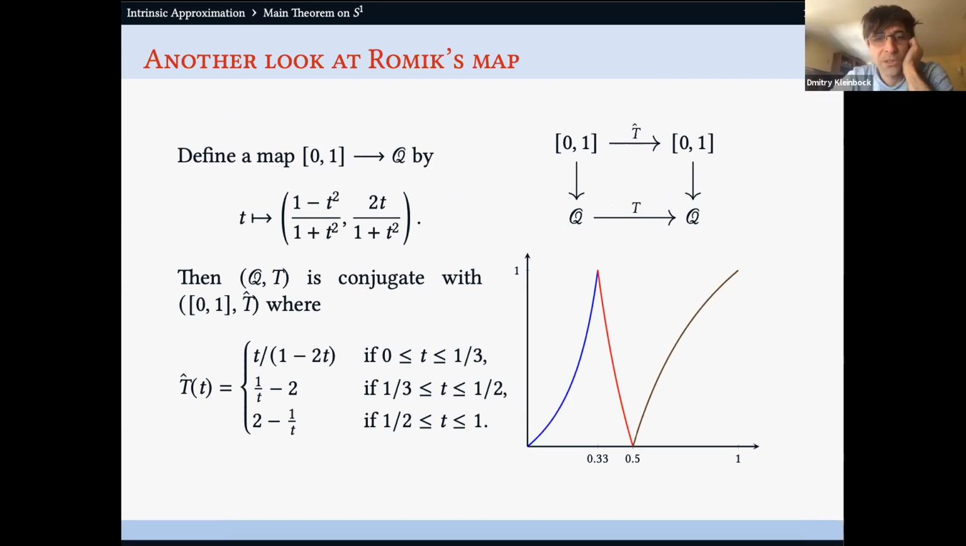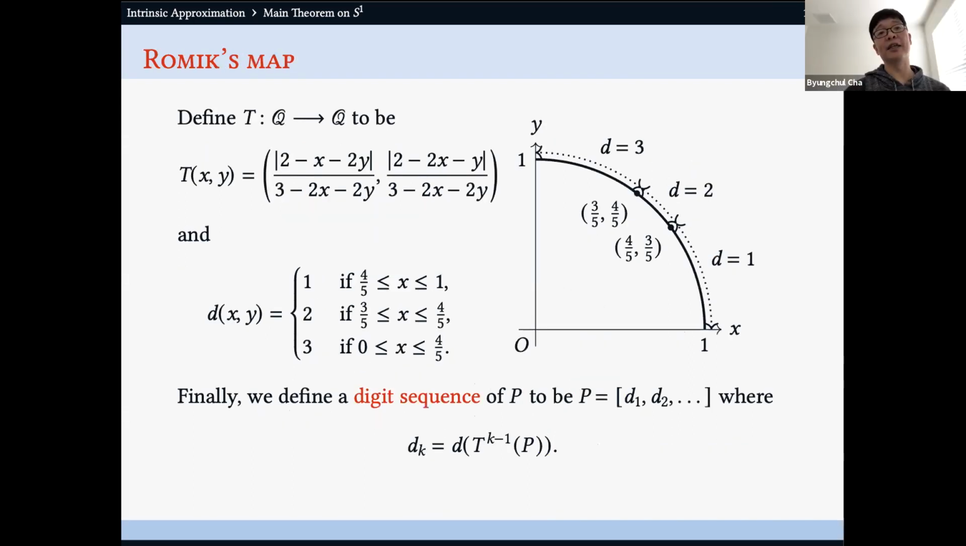Wait, so the continued fraction now has only 3 values, 1, 2, and 3? Exactly right. So our digit expansion is sort of a slowed down version of the continued fraction map. It has only 3 digits. Okay. Yes, that's exactly right.